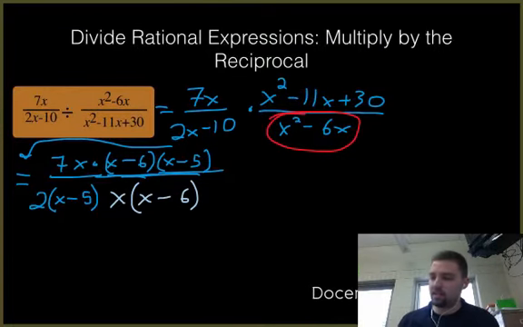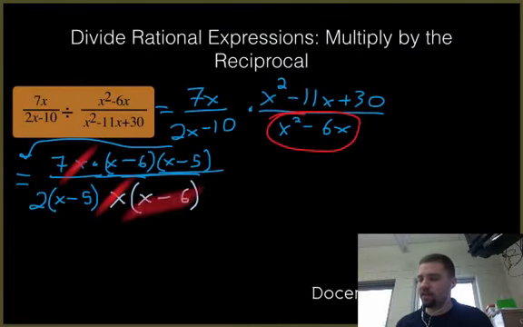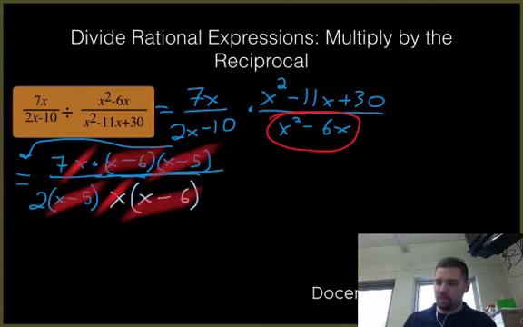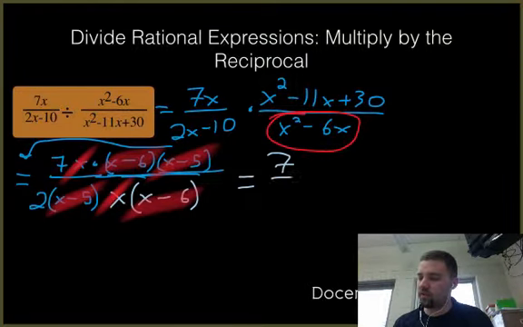I can start canceling things out. So let's cancel out the x's. There's one x on the top and the bottom. Let's cancel out the x minus 6's and the x minus 5's. And if I do that, I'm actually only left with 7 over 2. So that entire mess that we started with actually simplifies to be just the number 7 over 2.